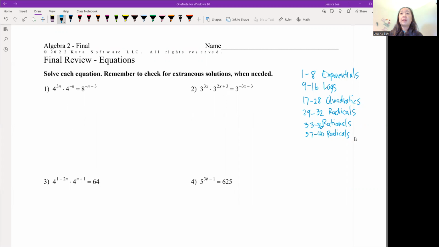Over here on the right-hand side, I wrote down what each of the sets of problems goes over. Problems 1 through 8 go over exponentials, 9 through 16 logs, then quadratics, radicals, then rationals, and then radicals again. Don't ask why I put radicals in two different places. Just know that that is what it is.